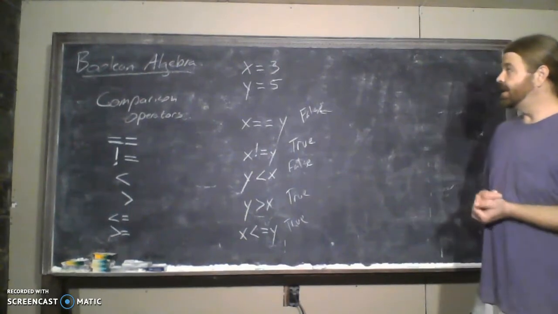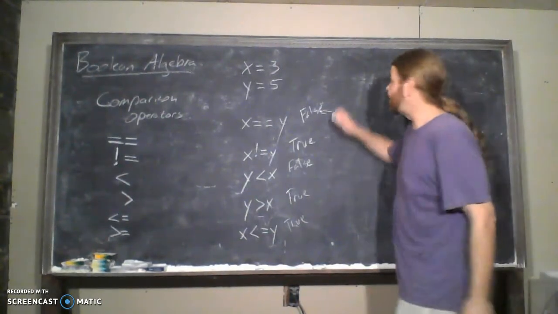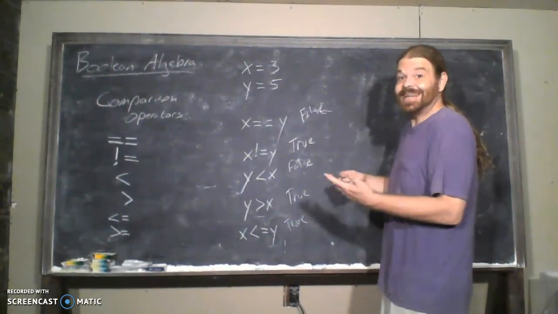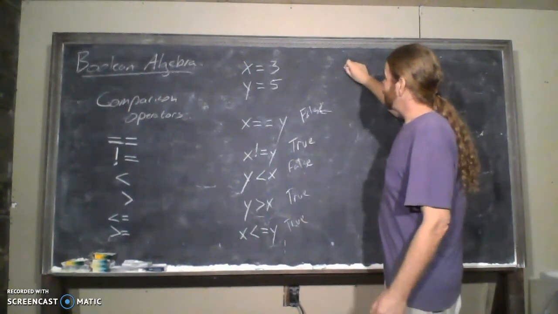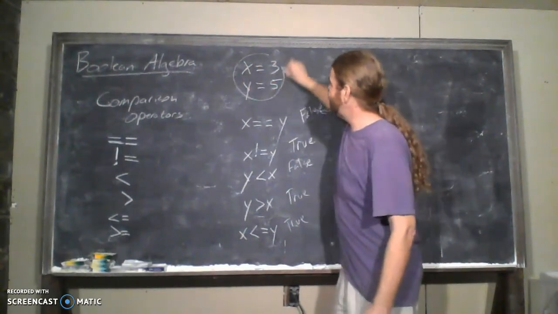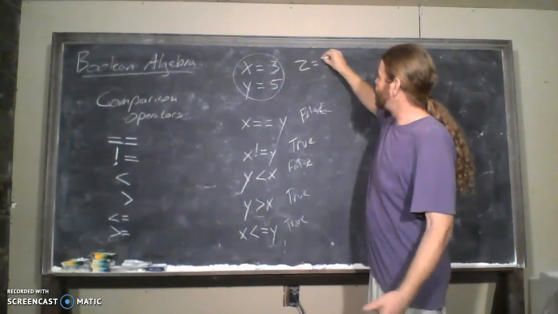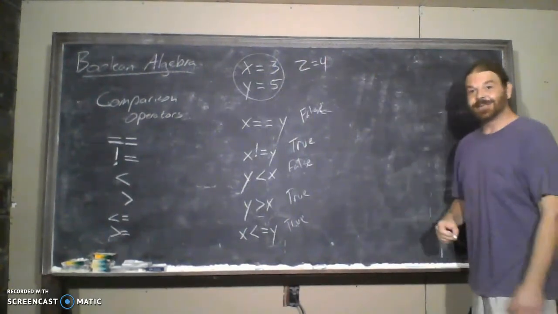So let's make a slightly larger truth table for an example of something other than those trivial, just what the gates show. So I'm just going to make this up here. I'll keep these around and add in some more. Z equals 4. That looks like it goes right there nicely with those.